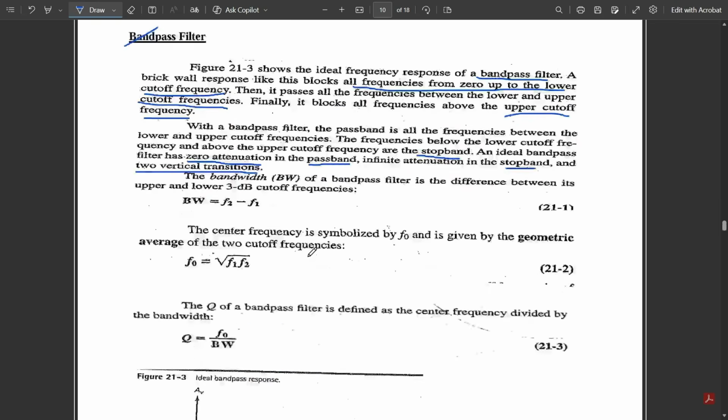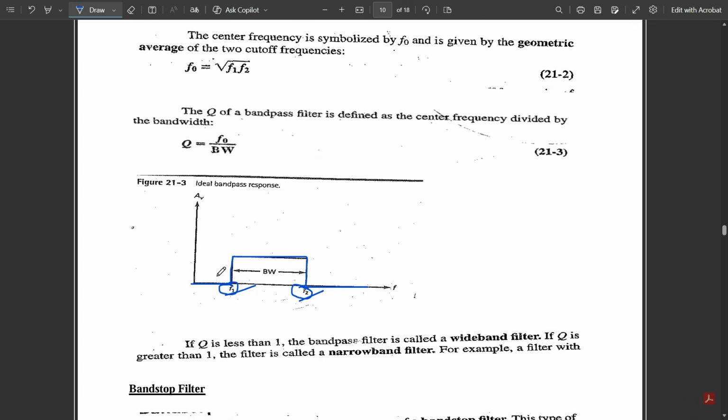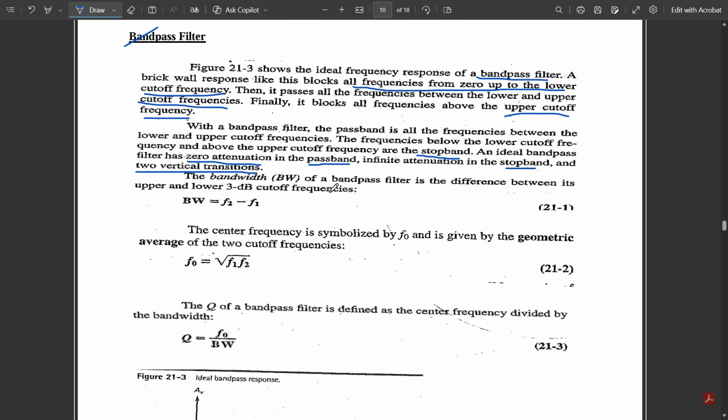Okay, so that's why we are having two of the transitions, taking from low to high and high to low. Yeah, so the bandwidth of a bandpass filter is the difference between upper and lower 3 dB cutoff frequencies. That is, bandwidth is simply defined as f2 minus f1. Okay, and the center frequency is symbolized by f0, and it is given by the geometric average of the two cutoff frequencies.